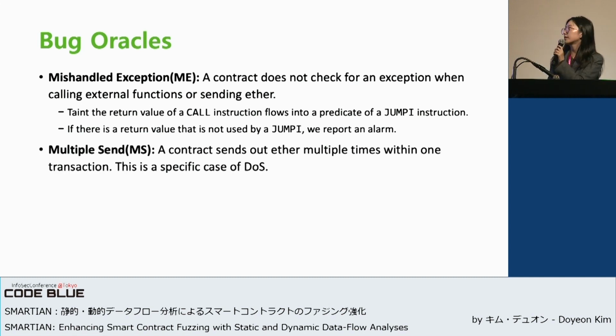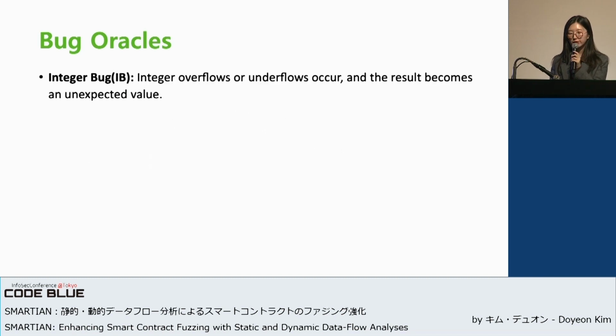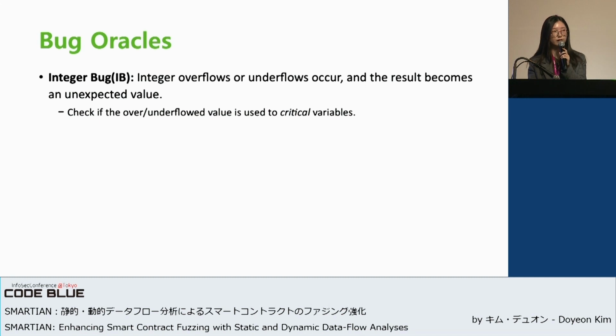And the next one is multiple send. A contract sends out either multiple times within one transaction, and this is a specific case of those. According to the SWC registry, such a case is dangerous, so we detect it. Next one is integer bug, and everyone knows about that: integer overflows or underflows occur, and the result becomes an unexpected value. So we check if the overflowed or underflowed value is used in critical variables.